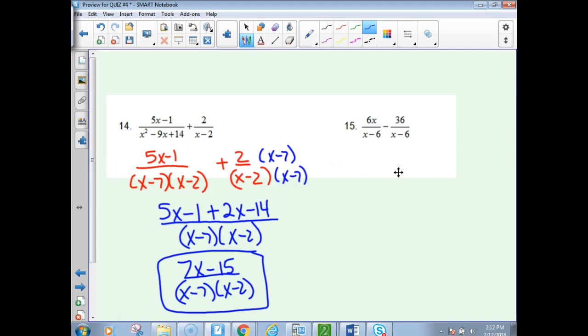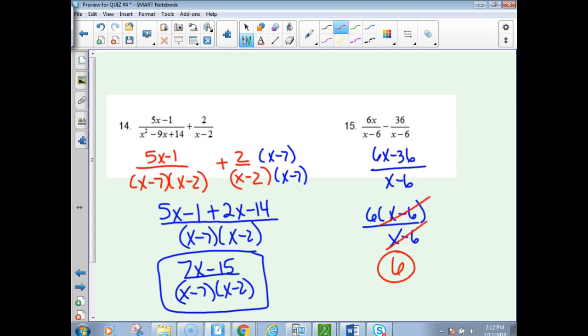All right, everything okay? The next one, the denominators are alike, so you combine the numerators, and you write one denominator. You then factor the numerator, and then you can cancel out an x minus 6, and that would be 6. Okay?